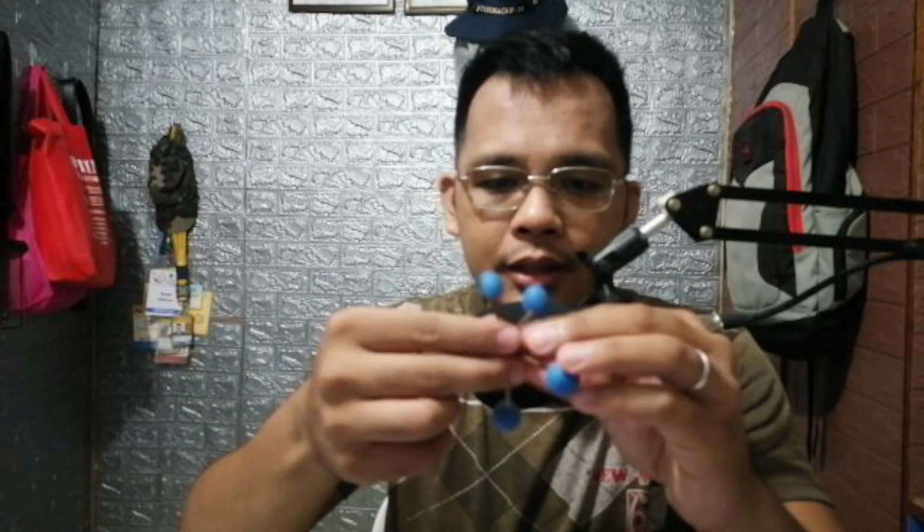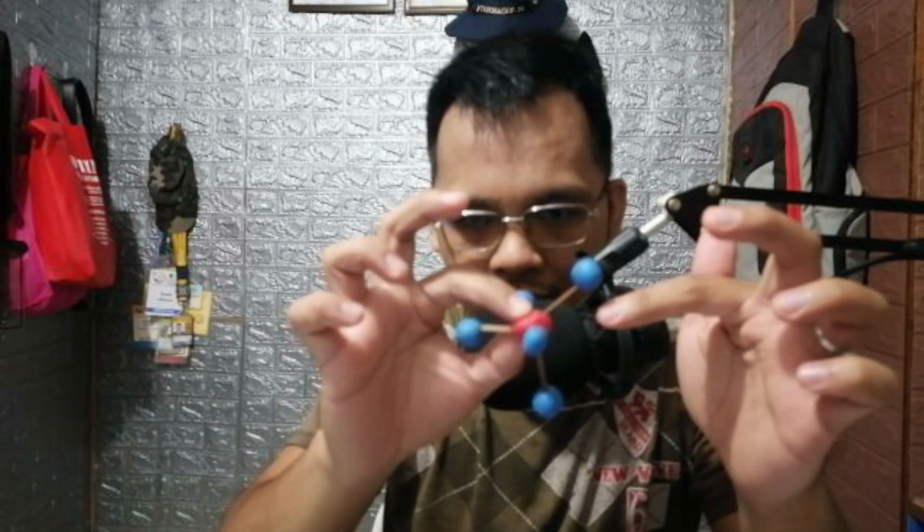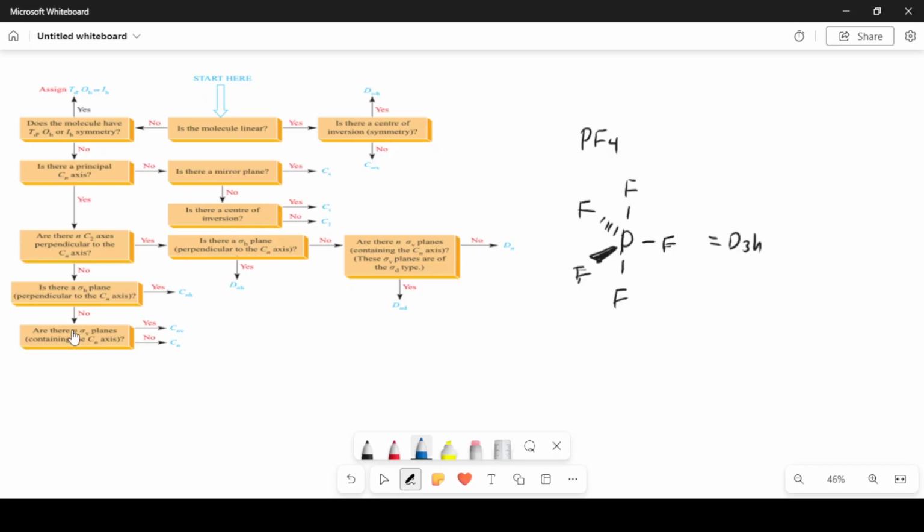Wait, hindi nakikita yung the rest. Ayan. Actually, kita ba? Ayan, ito. Mapapansin ninyo. So, isa-isahin natin dito sa ating whiteboard. Is the molecule linear? No, it's not linear. Does the molecule have Td or Oh symmetry? No. Is there a principal axis Cn? Yes. Dito sa ibabaw. We have actually C3.